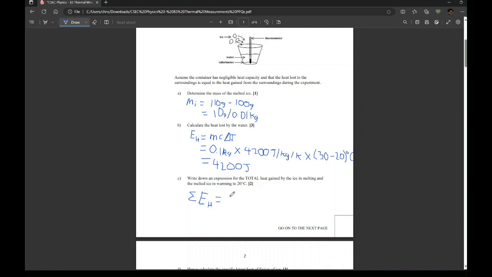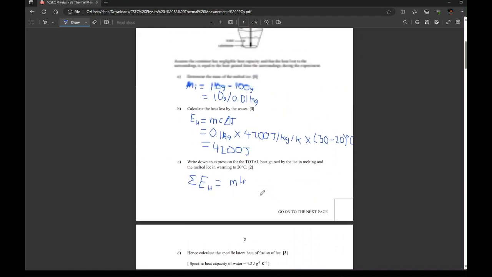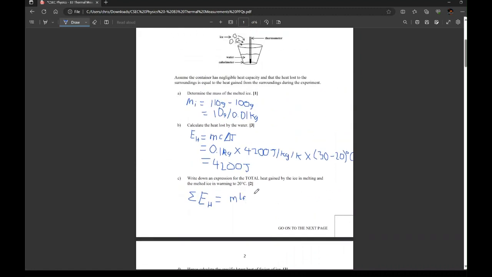And that's going to be equal to MLF. So this is an L. So MLF is the formula for energy due to latent heat, right? So this right here, this LF, is a constant which stands for the latent heat of fusion, specific latent heat of fusion, sorry. And I believe in the next part we're going to need to calculate that. So let's bear this constant in mind. And that's of course plus MC delta T. So this is for the ice warming to 20 degrees after it has been melted.